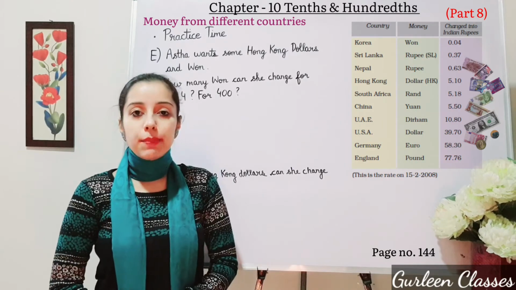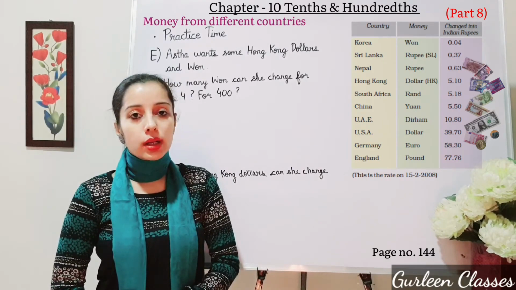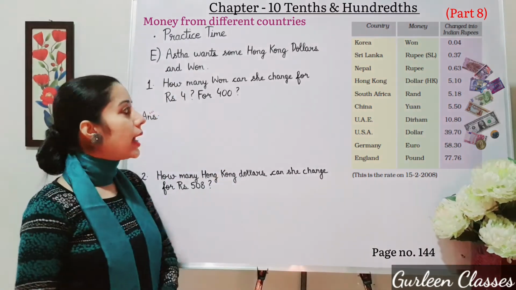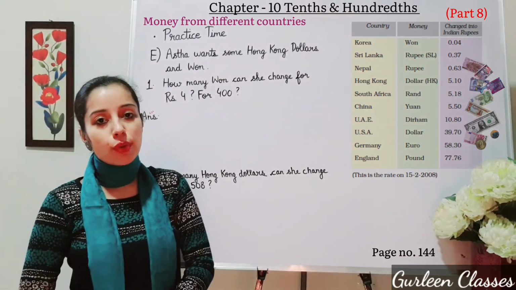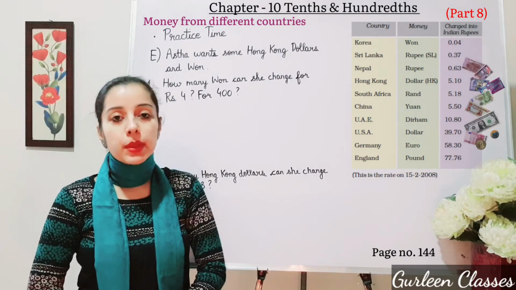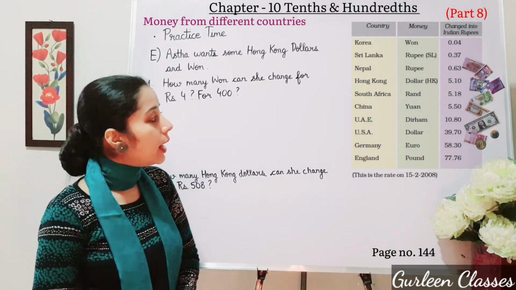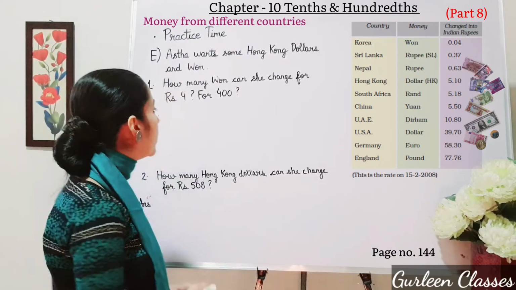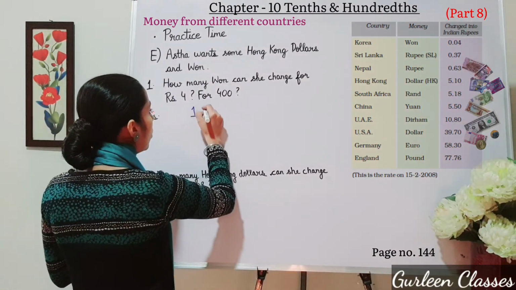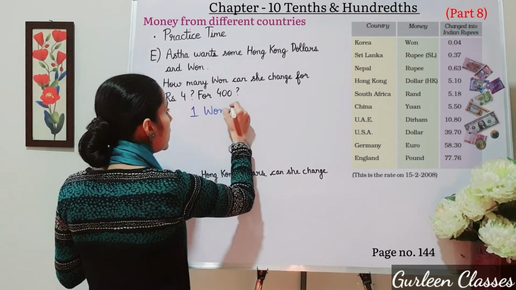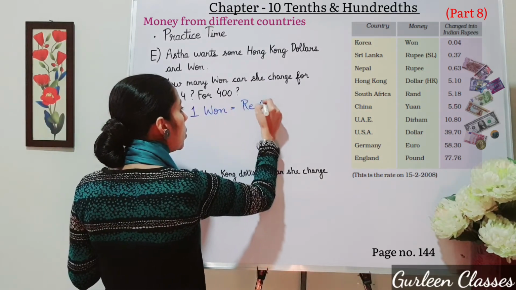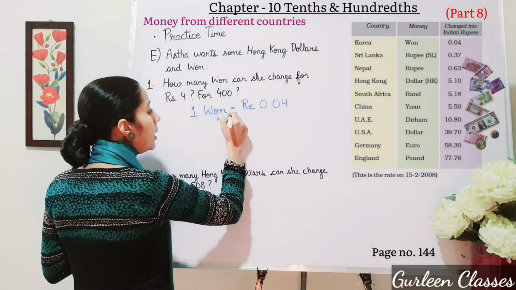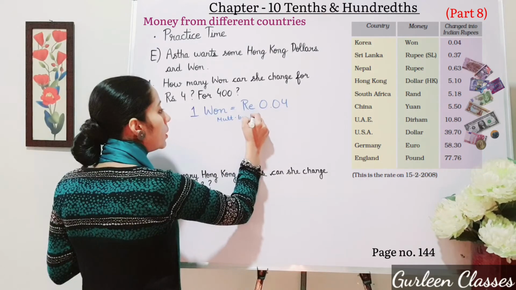Now question number E part, Astha wants some Hong Kong dollars and won. Now first part, how many won can she change for rupees 4 and rupees 400? Students, we know that 1 won is equal to rupee 0.04. So let us write here 1 won is equal to rupee 0.04. Now we'll multiply 100 on both the sides.